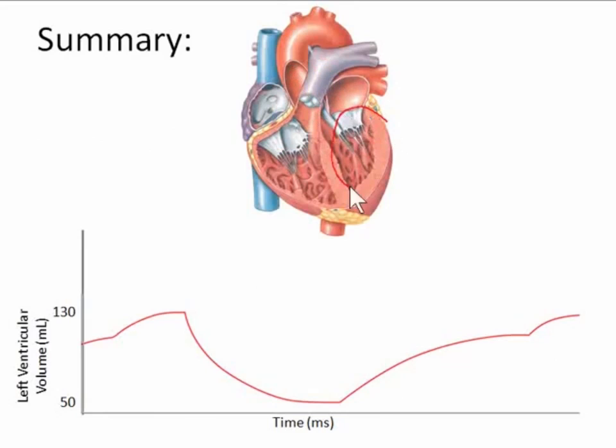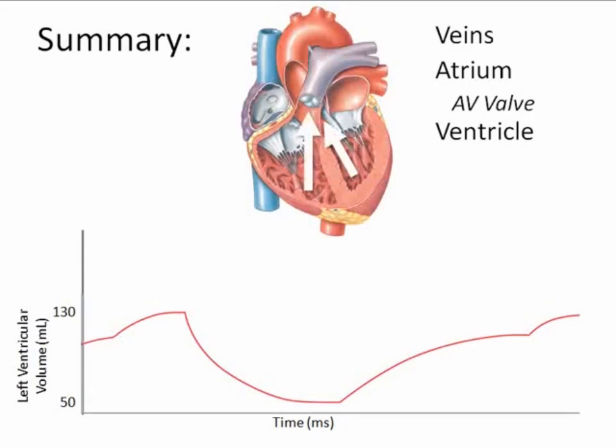We focused on the left side of the heart, but events on the right side are similar and occur simultaneously. In general, blood flows from the veins into the atrium, then through the AV valve into the ventricle, then through the semilunar valve and into the arteries.